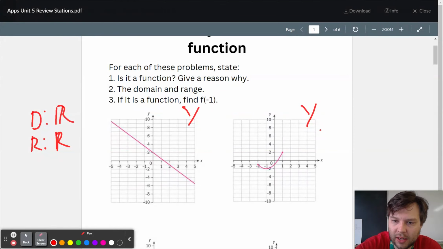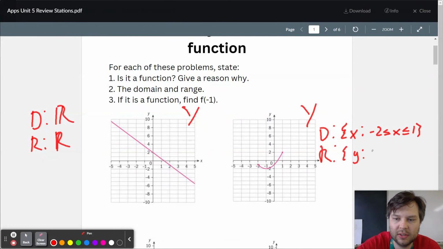The domain of this one is the set of x values such that -2 is less than or equal to x is less than or equal to 1. And the range is the set of y values such that -1 is less than or equal to y is less than or equal to 2.